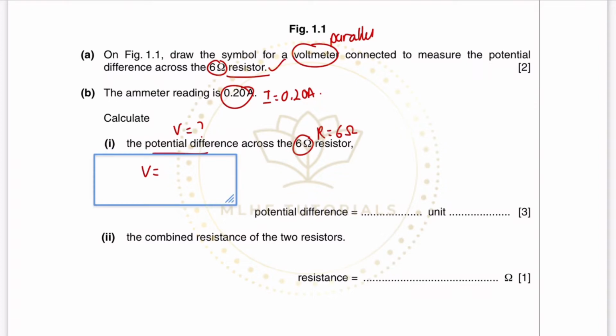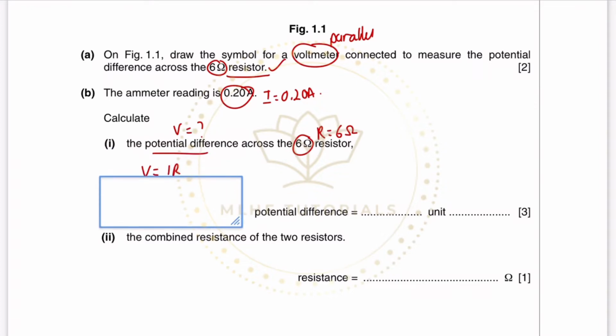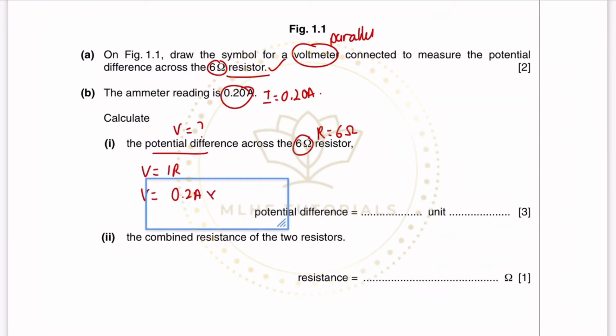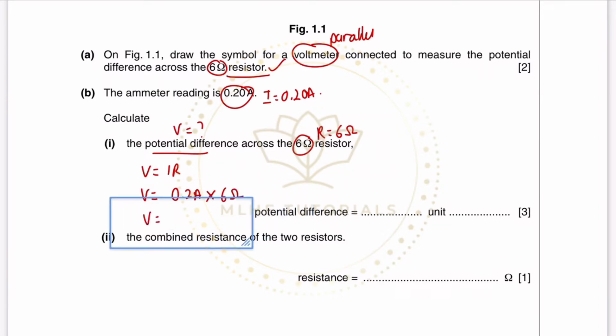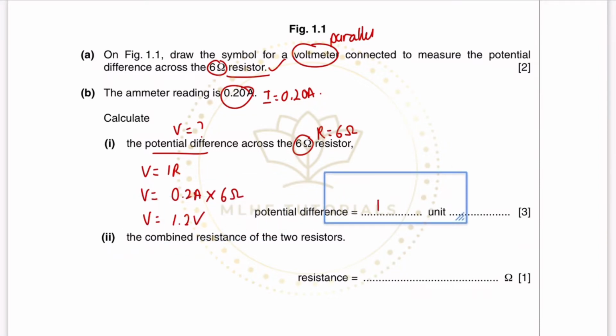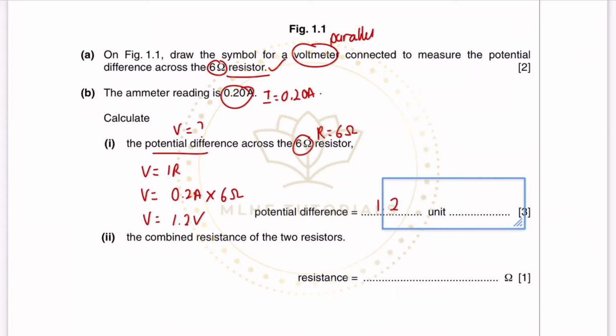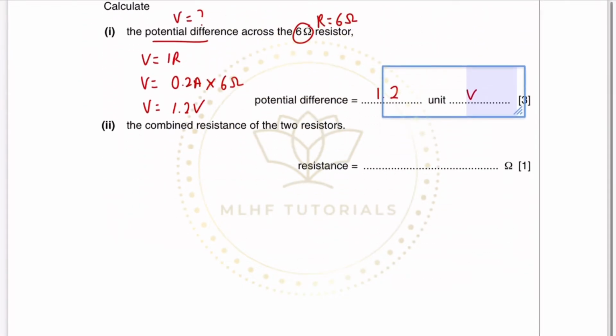So with all the values informed, we know that V is equal to IR. So we don't know V, just let it be V. We know I is 0.2 amps. Multiply with R. R is 6 ohms. So you get, with the use of calculator, 1.2 volts. You need V. Okay, next.